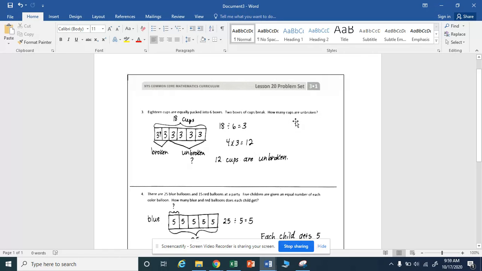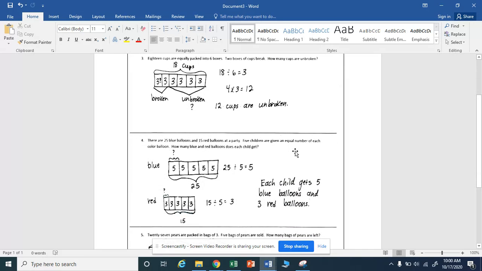So the question asks, what is unknown? What is unbroken? We found out that we have 12 cups unbroken. So you can see we started with 18, but it says 2 boxes broke. So we can mark those 2 off, and what's left are our 4 boxes. Good job.